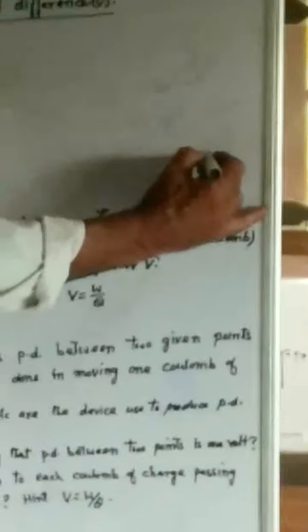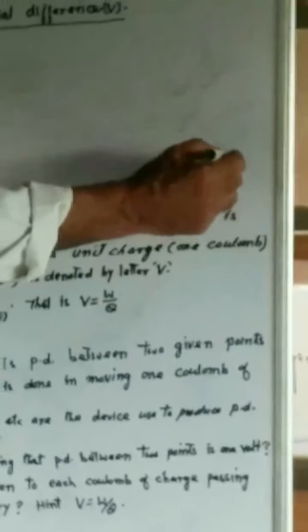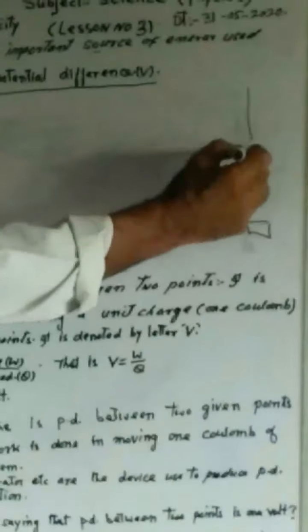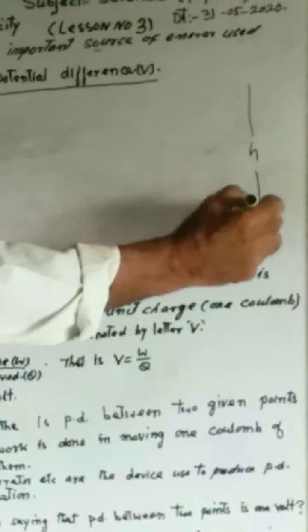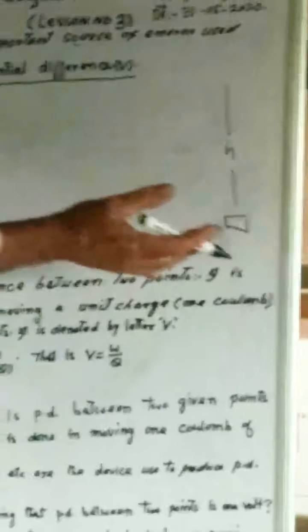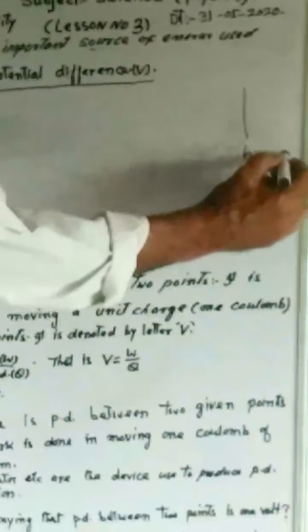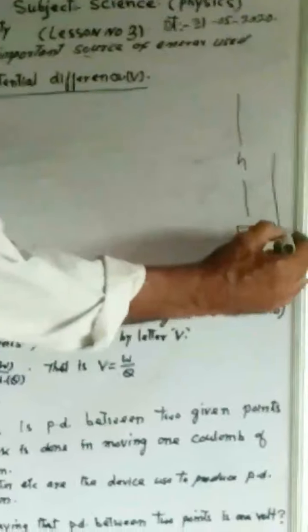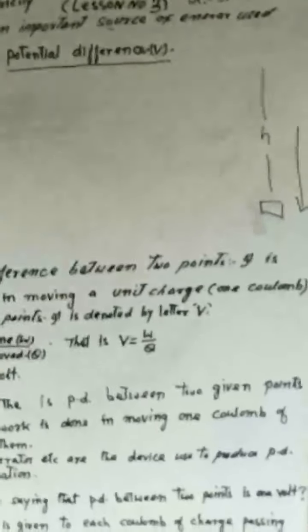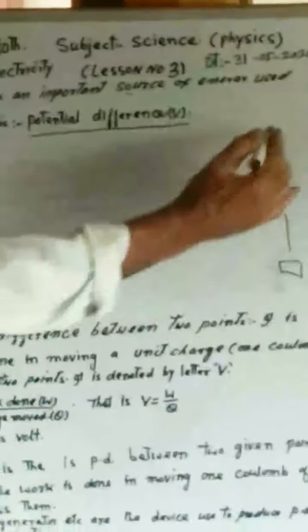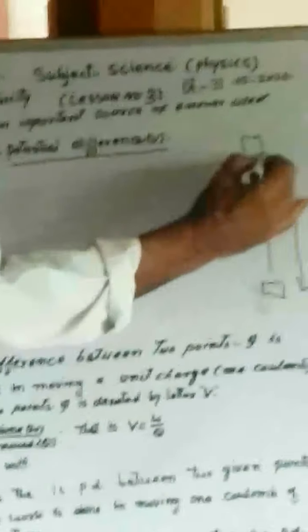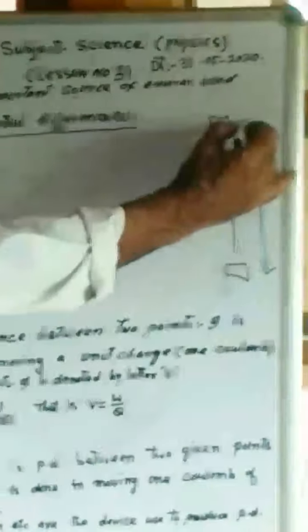As you know, when we lift something, suppose this is a mass, we are going to lift it up to this height, up to height h. What we have to do? We have to use force or energy against the force of gravity, because force of gravity acts vertically downwards. When we use force to lift it, the work done by us changes into potential energy.